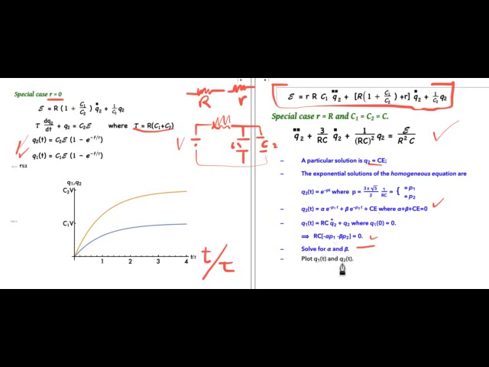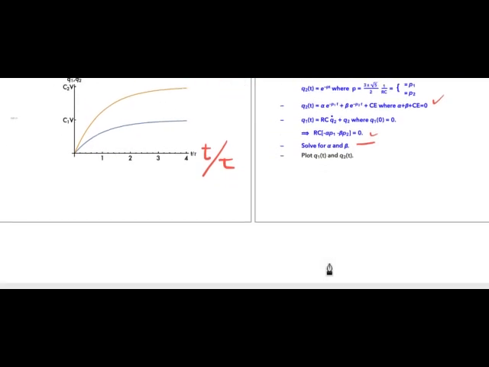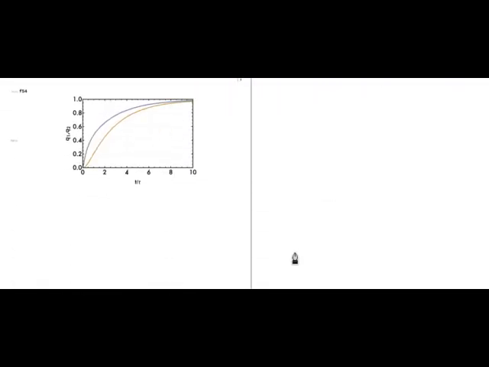And now let's plot Q1 and Q2. So here are the graphs of Q1 and Q2. I guess the orange graph is Q1. No, the orange graph is Q2. The blue graph is Q1.